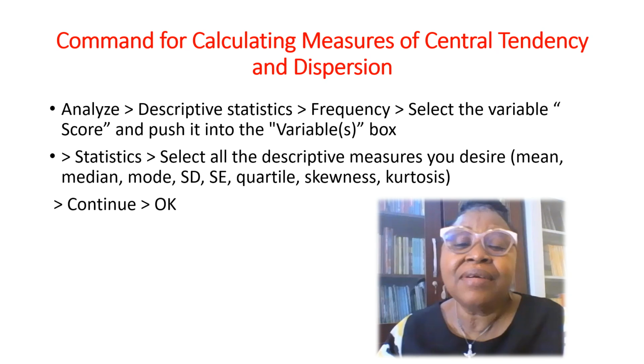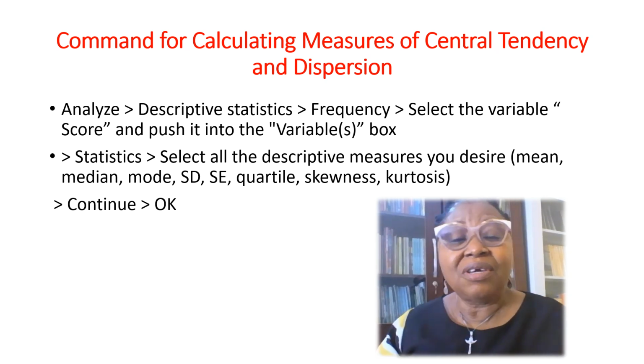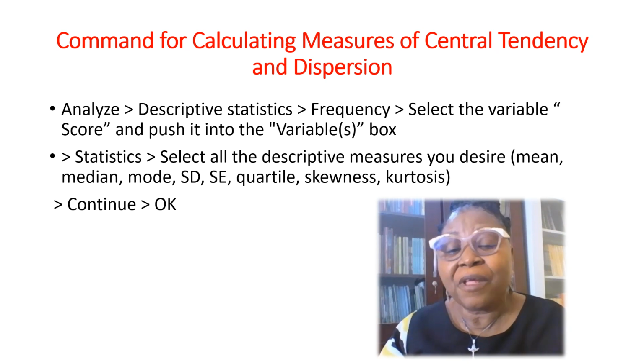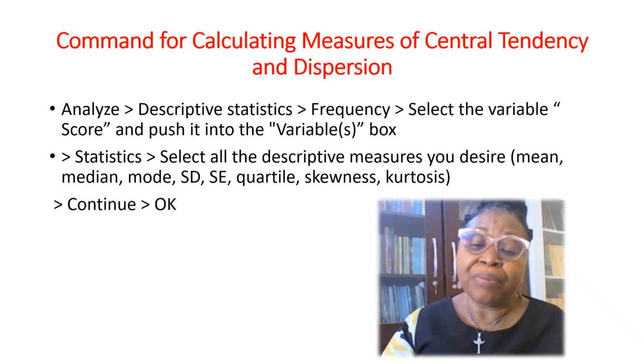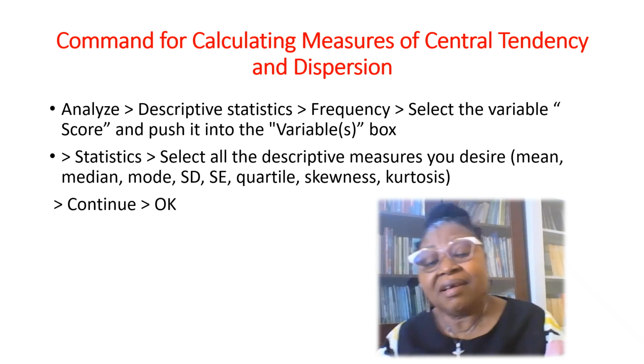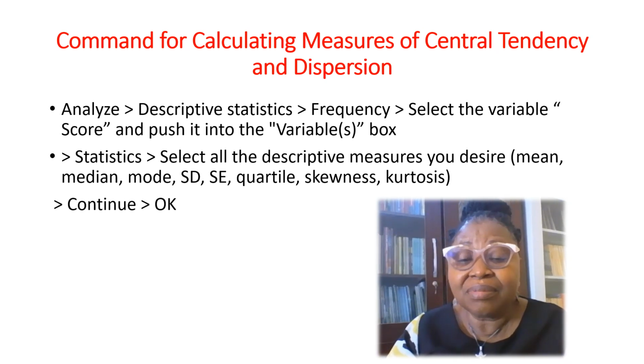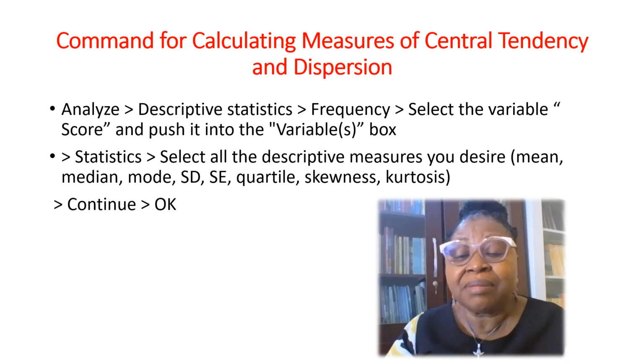The command for calculating measures of central tendency and dispersion: we go to Analyze, Descriptive Statistics, Frequencies. Select the variable score and push it into the variable box. Click Statistics, select all the descriptive measures you wish to find. Then click Continue and OK. This is the whole set of operations you will do on SPSS to get these measures. So we're now going to take it step by step, two or three steps at a time.